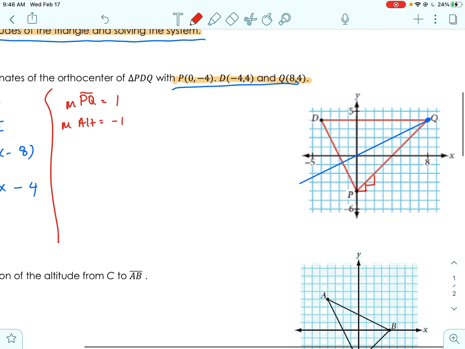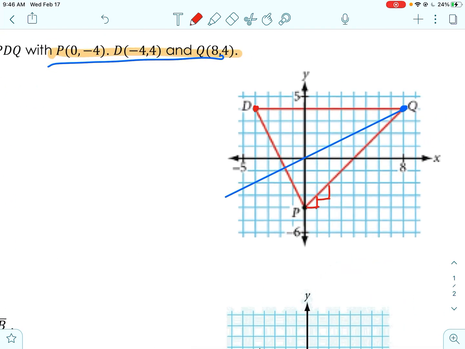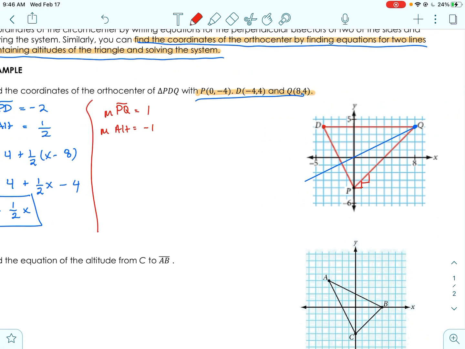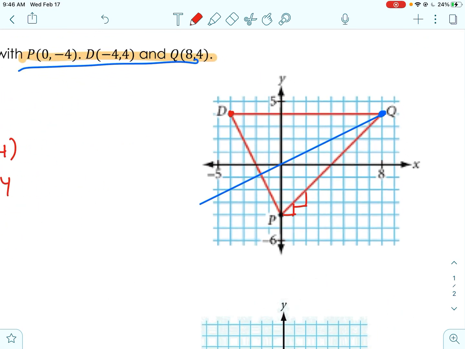So if we want to find the equation of the altitude that goes from D over to PQ, we would have the equation y equals 4 minus 1 times (x plus 4). And if we look at this, we have y equals 4 minus 1x minus 4. The 4's cancel out. We get y equals negative x. So we have two equations here, and the altitudes look like this.